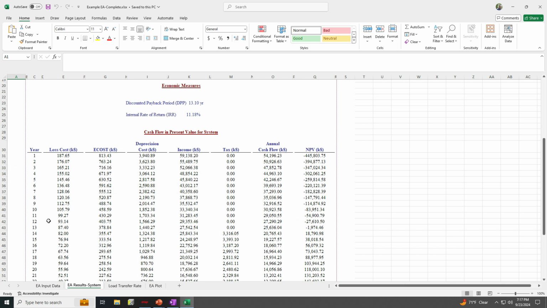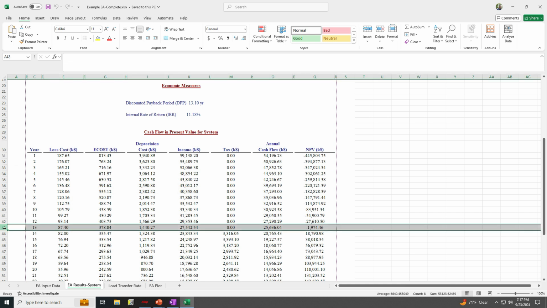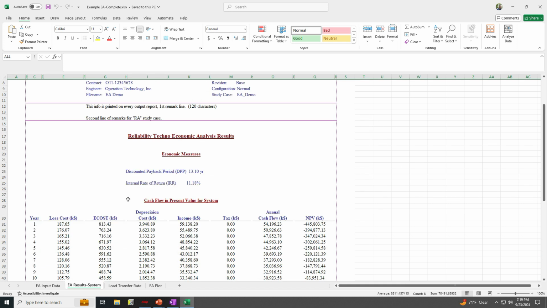As you can see, from year 1 to year 13, there is no taxes here because the present value of the system is like a negative value. This is the assumption that we have in ETAP. If the income is negative, then there's no tax implications. So in addition to the cash flows of the system, including the cash inflows and outflows, we can see that we have two economic measures here.